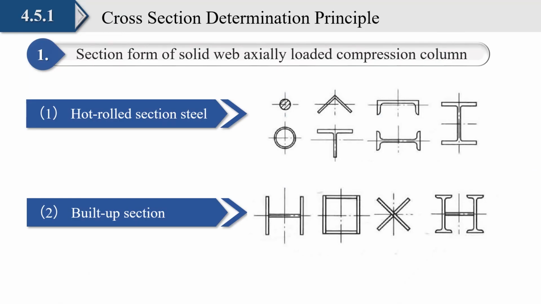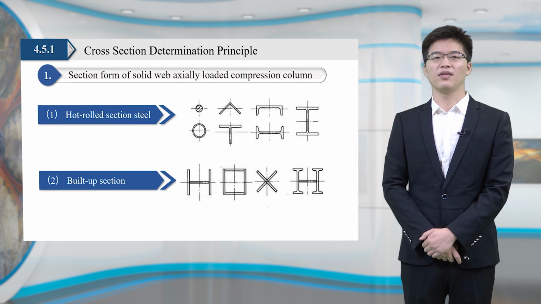For a solid web axially loaded column, biaxially symmetric sections are generally adopted as sections of the member to avoid flexural and torsional buckling. In the previous lesson, we have introduced some common biaxially symmetric cross-sections used for a solid web axially loaded column. These cross-sections include the hot-rolled section and the welded build-up section.